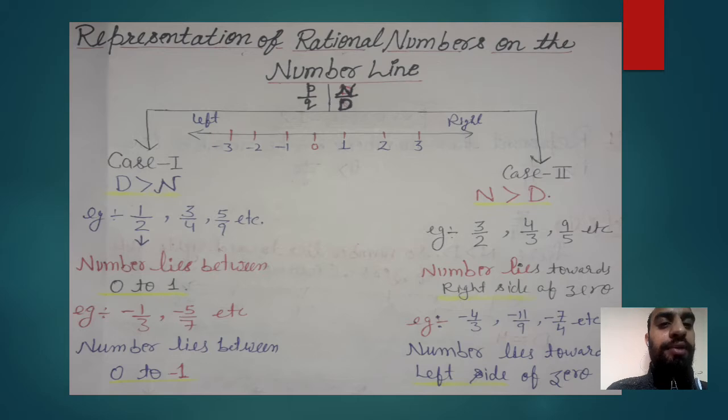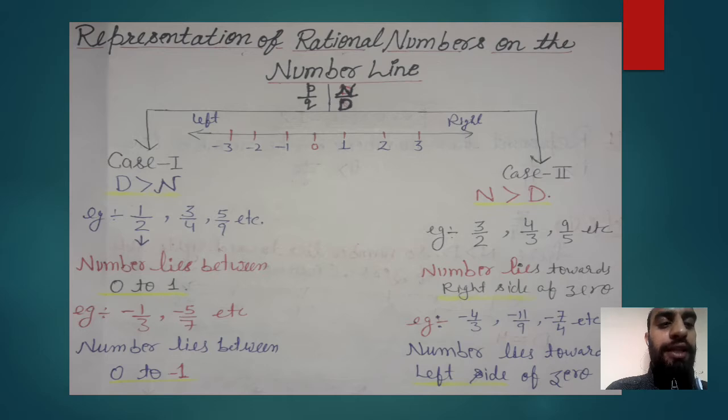So next, let's check the rational number. Take case number 1, when your denominator is greater and numerator is small. First examples: 1 upon 2, 3 upon 4 and 5 upon 9, etc. In all such examples your denominator value is greater than numerator. Then your answer lies between 0 to 1. It is very important to know: 0 to 1, when your denominator is greater than numerator and it is a positive rational number.